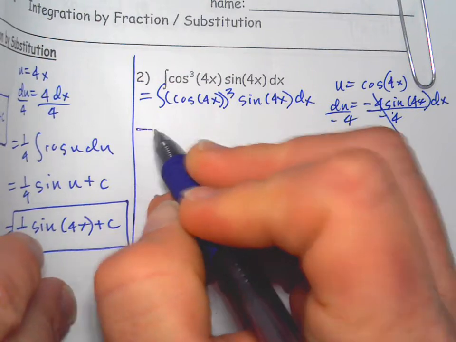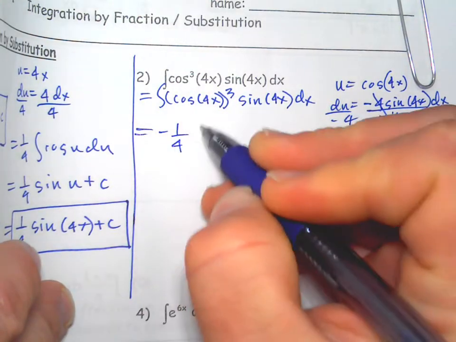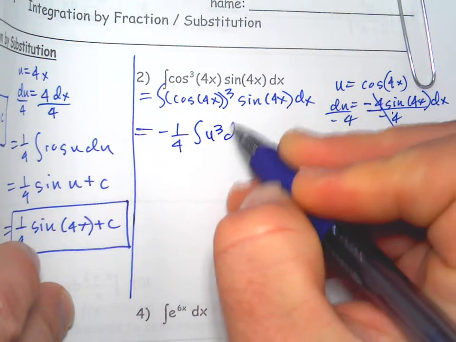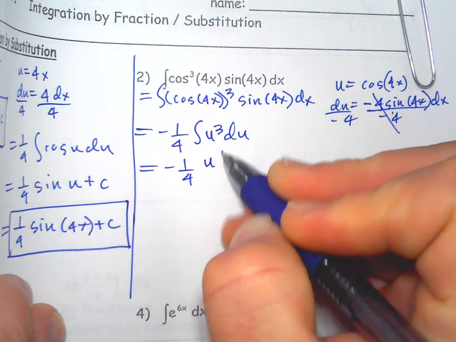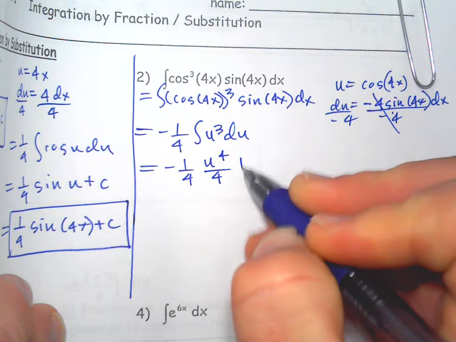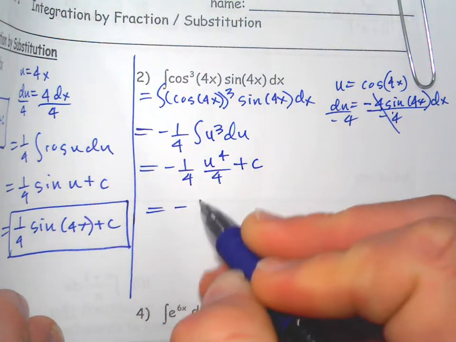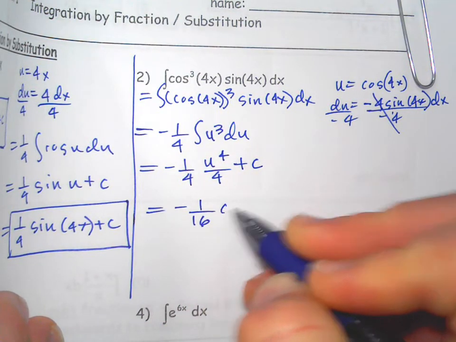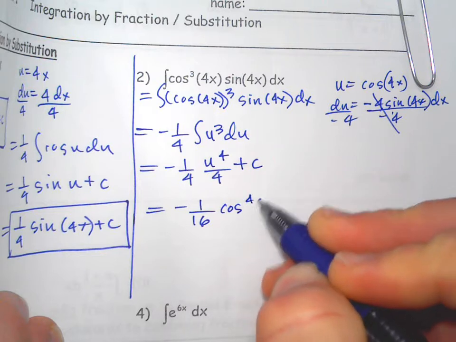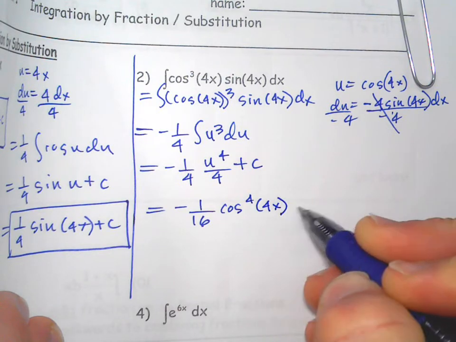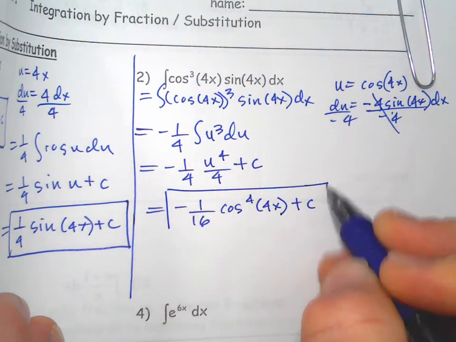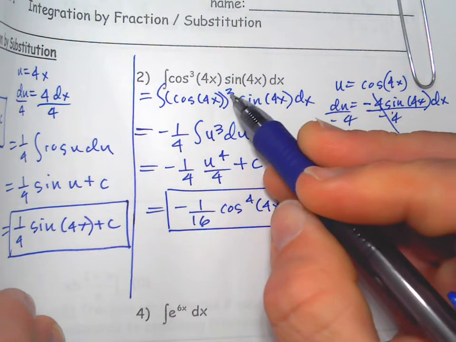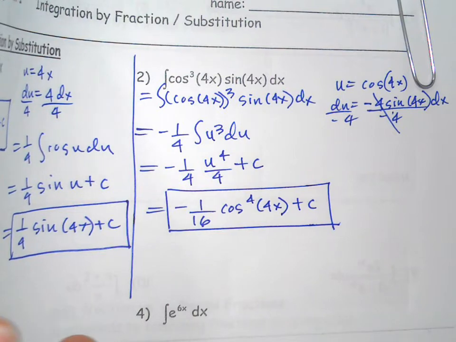So this is going to be -1/4 u cubed du. And so it's going to be -1/4, and that's just power rule, u to the 4th over 4 plus c. So -1/16 cosine to the 4th of 4x. We usually write it like this, the kind of lazy way with the little exponent there. But I think it's helpful to rewrite it like that to see what really is going on more clearly.